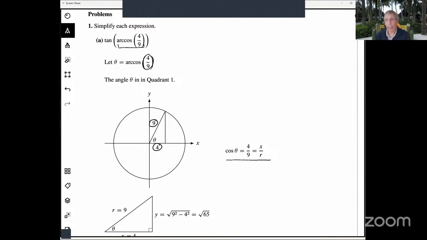All right, Curtis, I'm going to give it a shot. How do I find this other side? How do I find the length of that side?